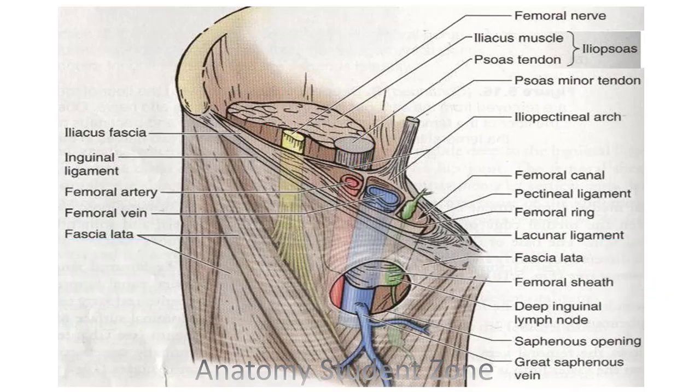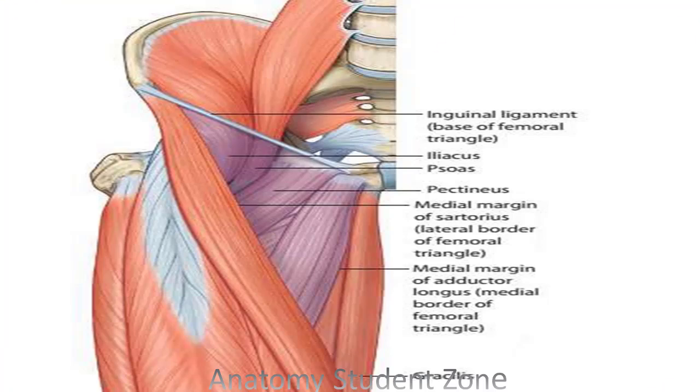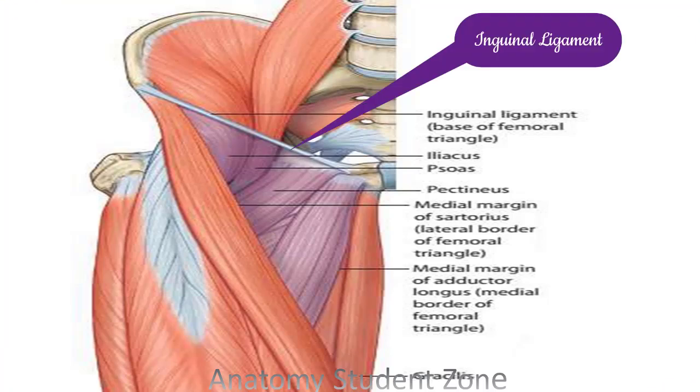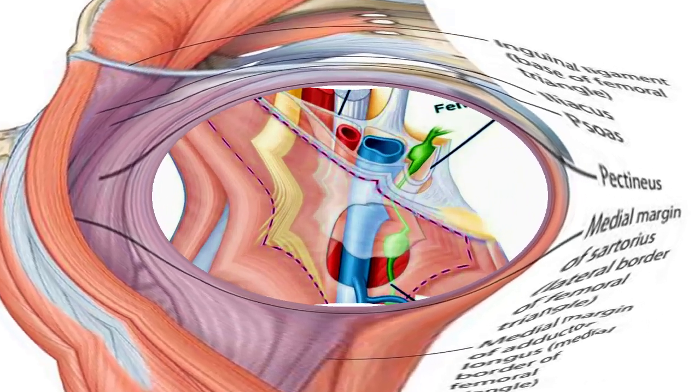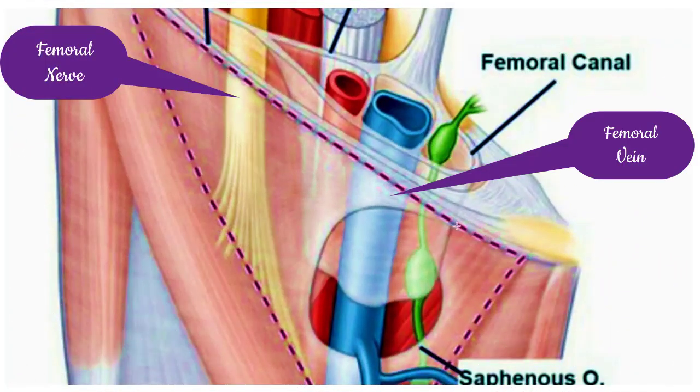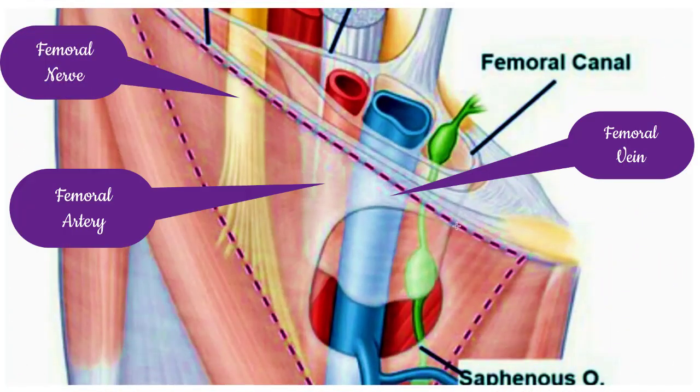If I summarize, I will say this depression is located between the inguinal ligament, medial border of sartorius, and medial border of adductor longus muscle. Besides this, you can also identify femoral nerve, lateral most, femoral vein is medial to artery, and the femoral artery is the central one. So now I will cover the clinicals which are related to the femoral triangle.